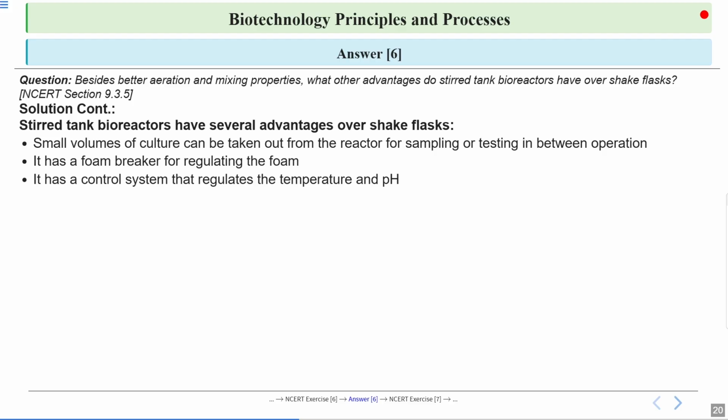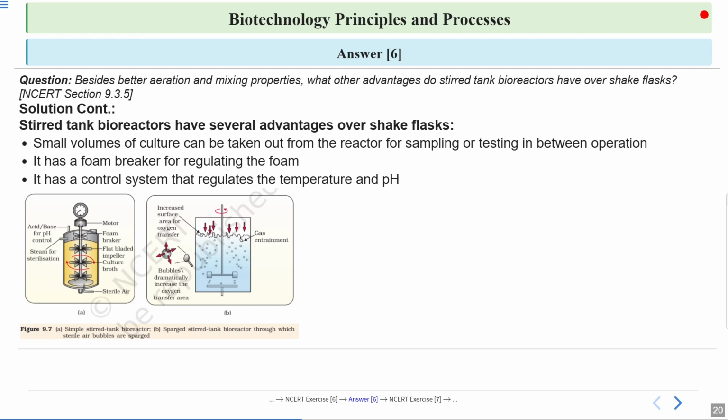But what about the shake flask? There you cannot control the temperature. There you cannot control the pH, right? So these are some of the advantages, right, of the stirred tank bioreactor over the shake flask, right?